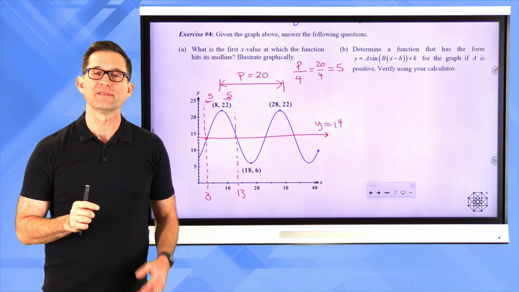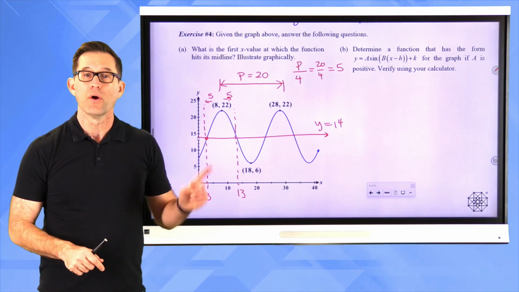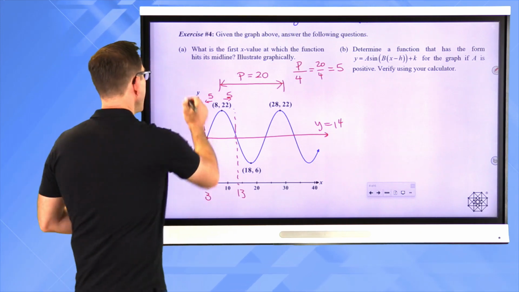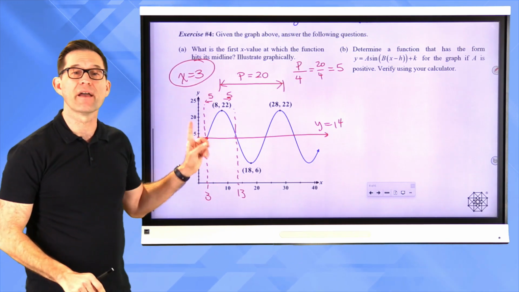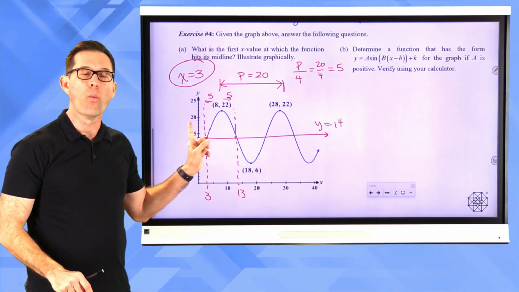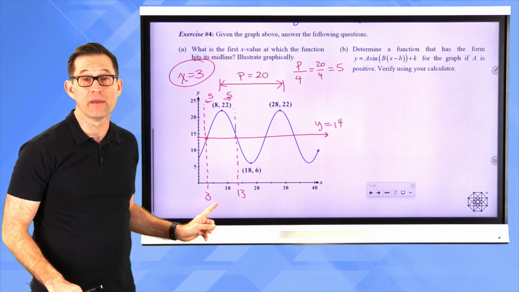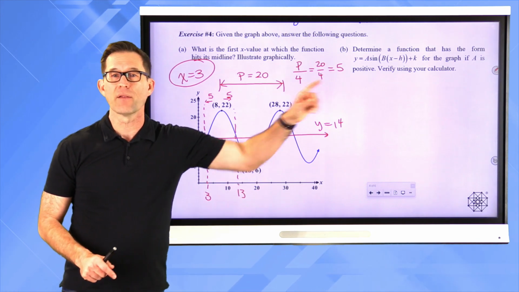1/4 of the period is an exceptionally important piece of information to know. So, what is the first x value at which the function hits its midline? X equals 3. And again, I get that because I know where the maximum's at. It's at x equals 8. I go 1/4 of a period to the left, and I'm now at x equals 3, and y equals 14, but they didn't ask me that.